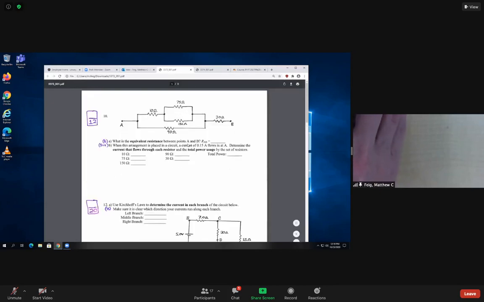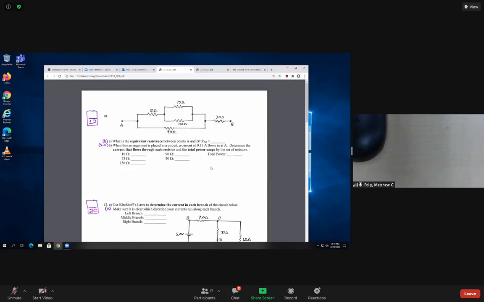I think there could be a question where it's not quite so obvious or easy to see parallel and series, but there you go. Somebody's saying something over here. Let's see that.